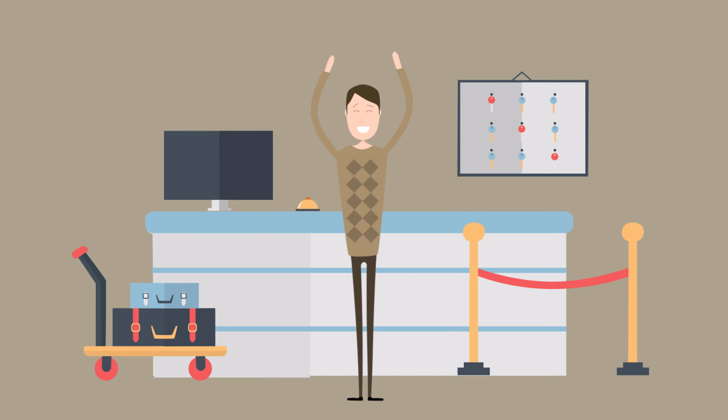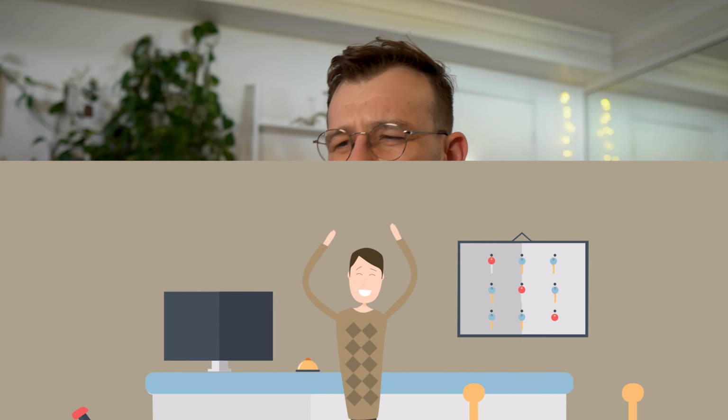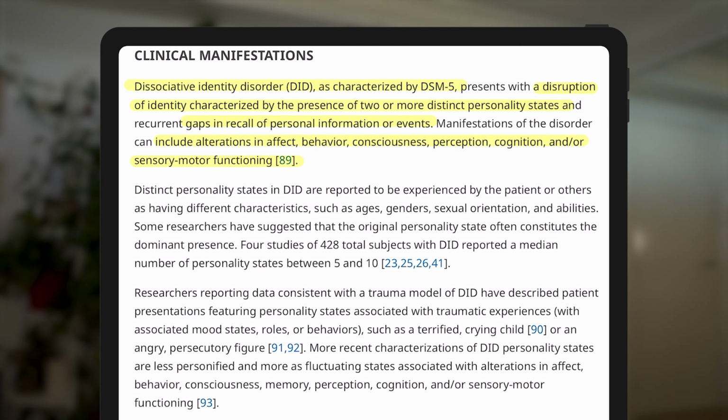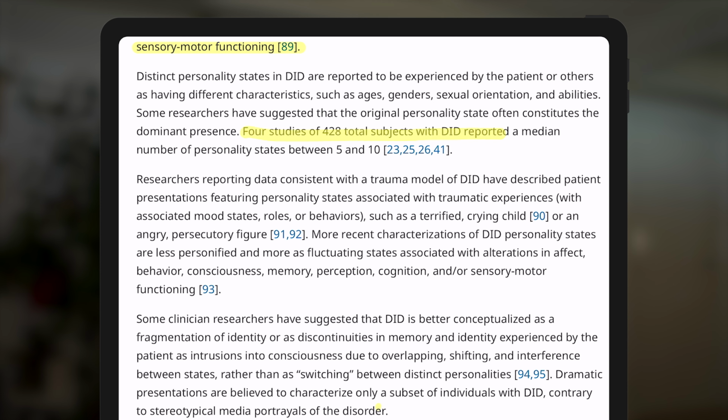And the fascinating thing about dissociative identity disorder is that when Sam becomes Greg, it's not just the name that changes, it's all these attributes: their identity, their personality, their affect, how they look, their mood, their quirks, sometimes even their accents. Now, often it's more than just two personality states, often it's between 5 and 10, as per these 4 studies that looked at over 400 patients with dissociative identity disorder.